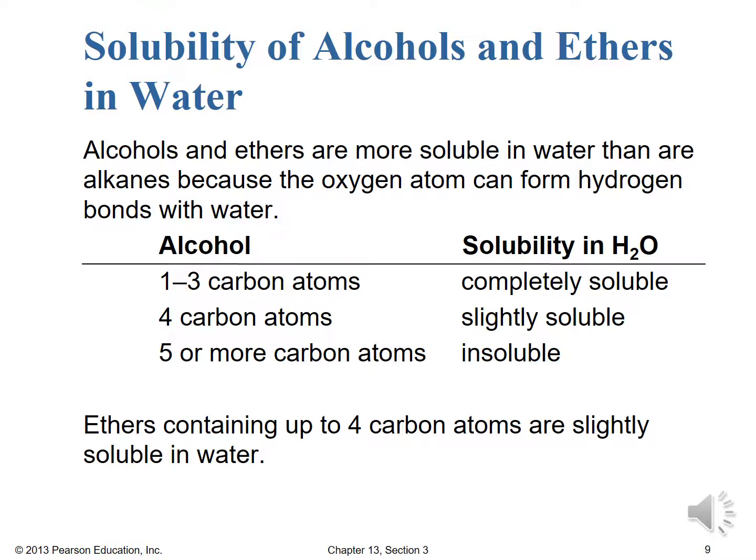the water. For ethers, those containing up to 4 carbon atoms are slightly soluble in water, and that's because if they have small alkyl groups, they do have those 2 lone pairs, as I mentioned in the previous slide, and they can be hydrogen bond acceptors from the water, although they can't be hydrogen bond donors because they don't have a hydrogen bonded directly to their oxygen. They can be hydrogen bond acceptors, so it works a little bit for small ethers to be slightly soluble in water.